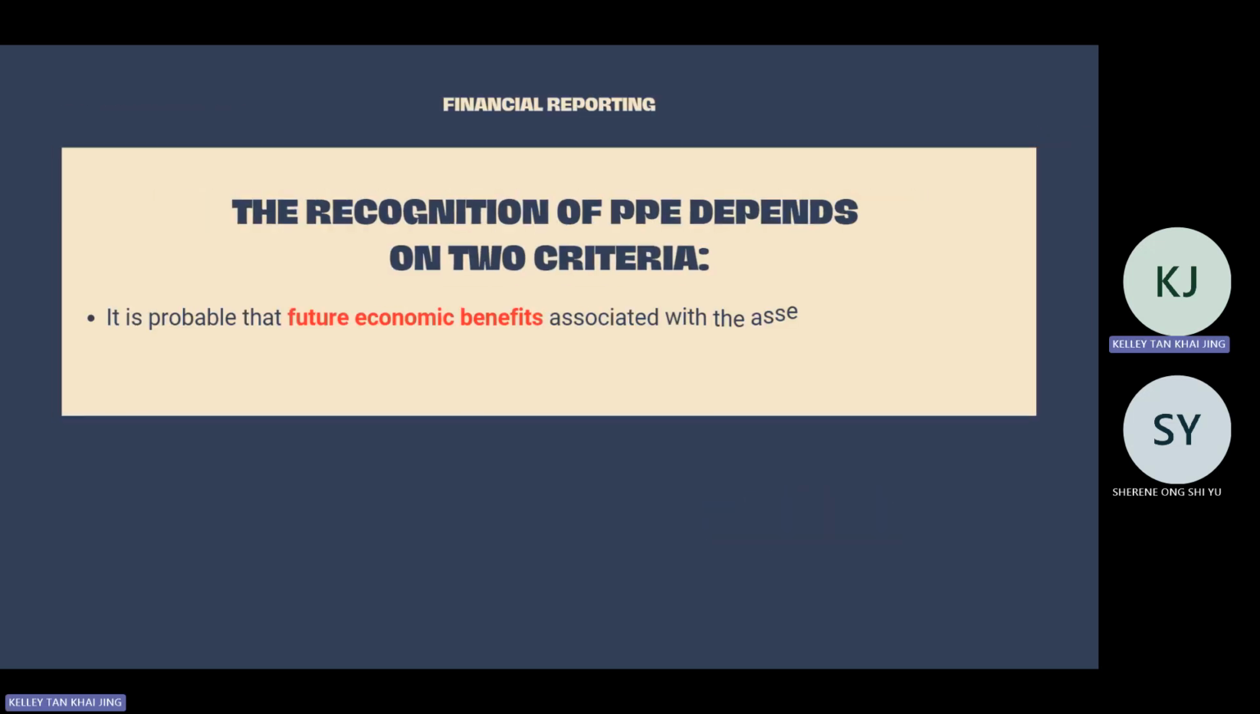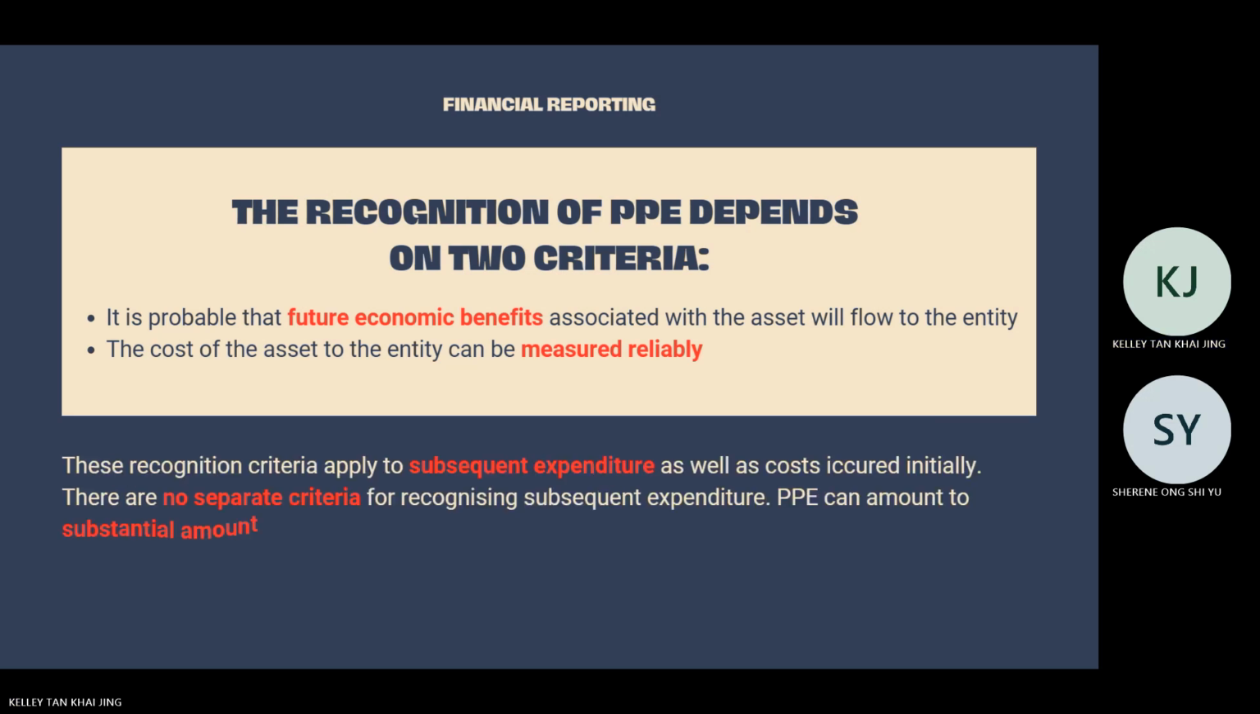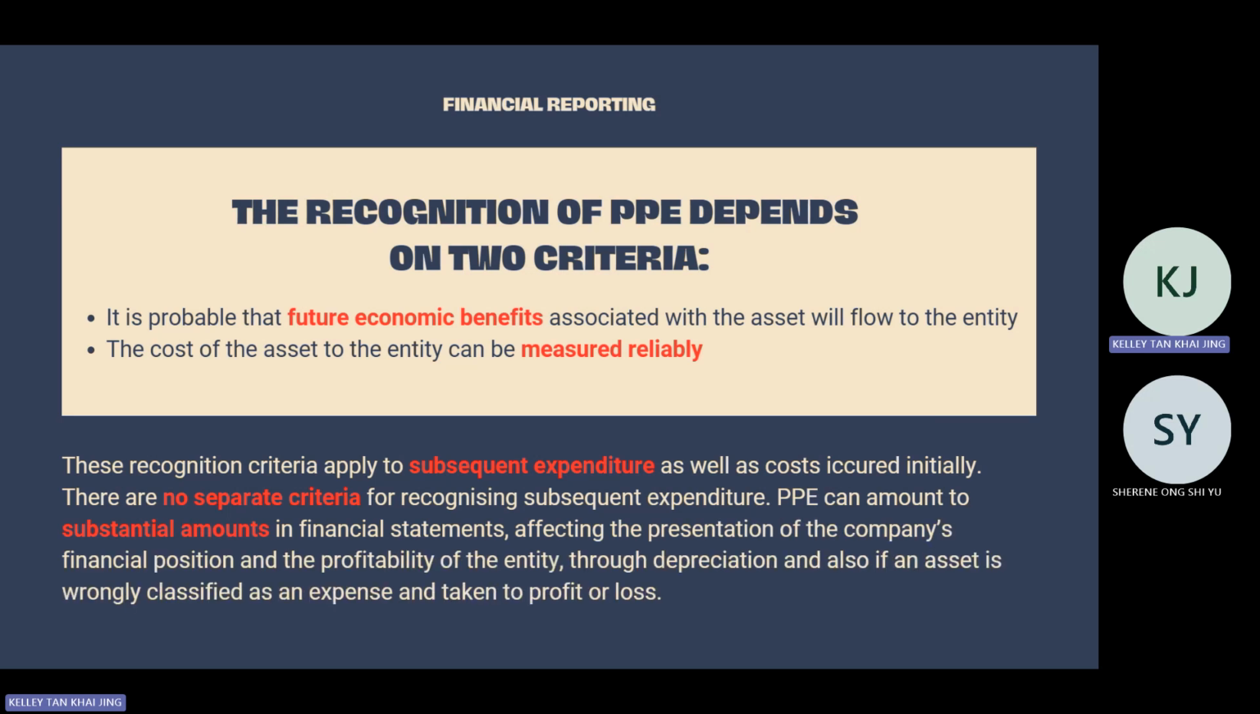So moving on to the next, recognition. It depends on two criteria. It is probable that future economic benefits associated with the asset will flow to the entity, and the cost of the asset to the entity can be measured reliably. This recognition criteria applies to subsequent expenditure as well as costs incurred initially. There are no separate criteria for recognizing subsequent expenditure.